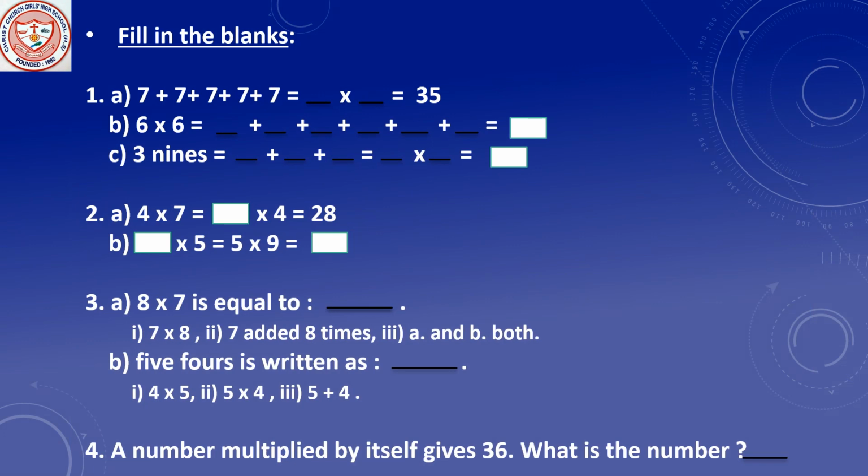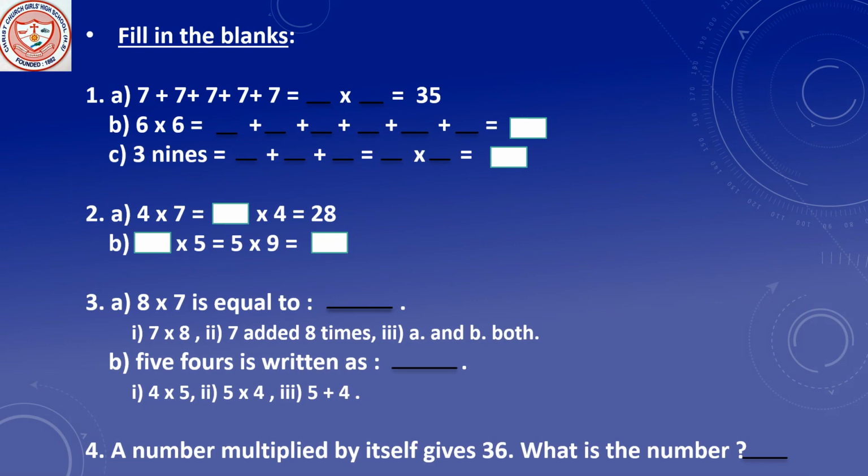Okay. So, how we will write this? You have to count how many 7s are here. At first you have to count how many 7s are here. How many 7s are here? Here are 5 7s, isn't it? So, how we will write this? 5 into 7 is equal to 35.